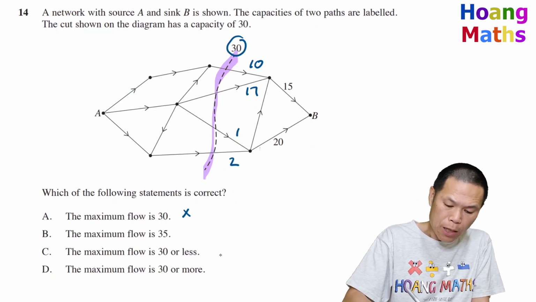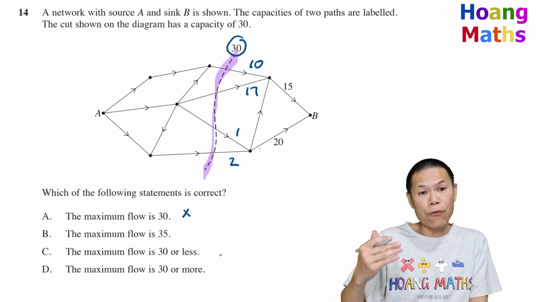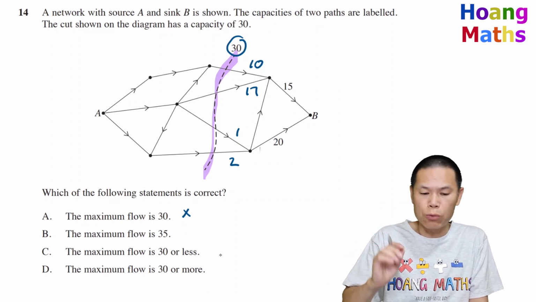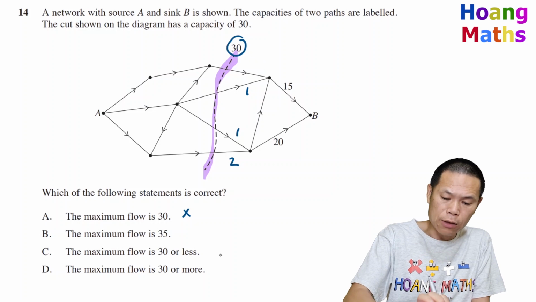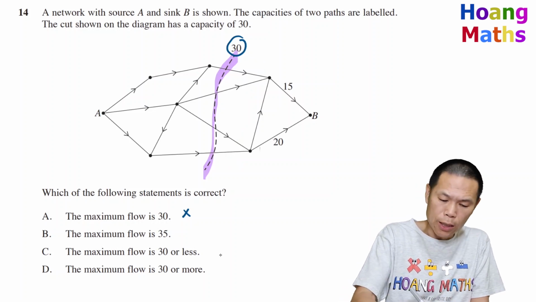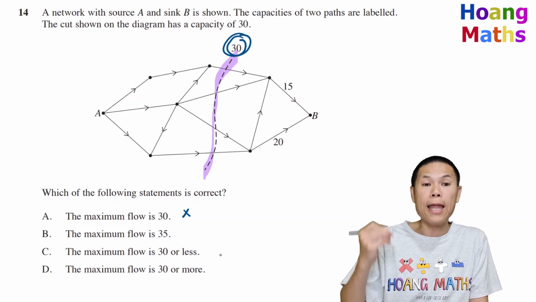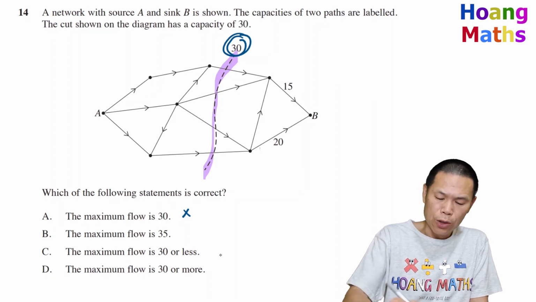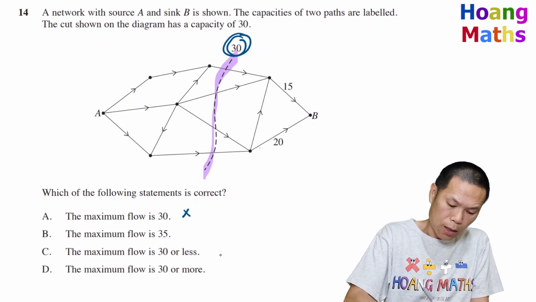And the second statement, the maximum flow is 35. So therefore, it is impossible because we know that the maximum possible is 30 or less, it cannot be more than 30. So therefore, B is wrong.